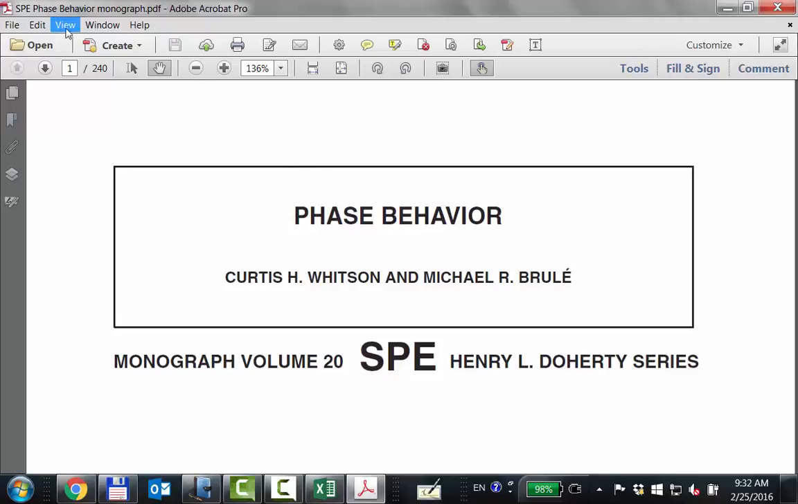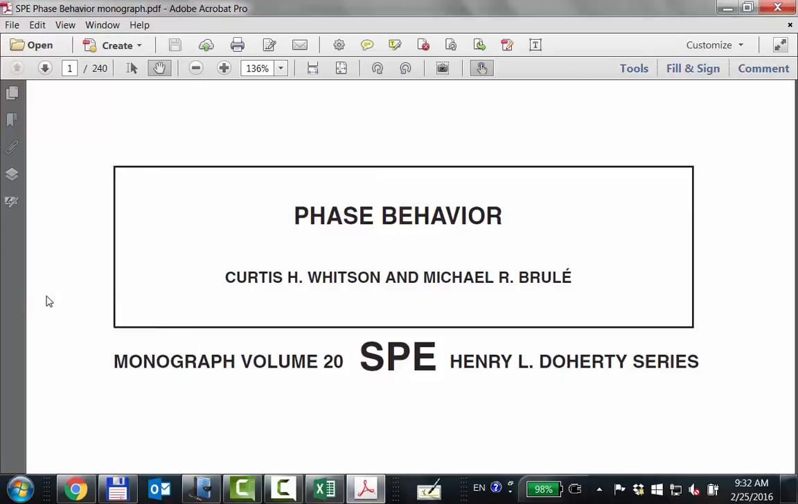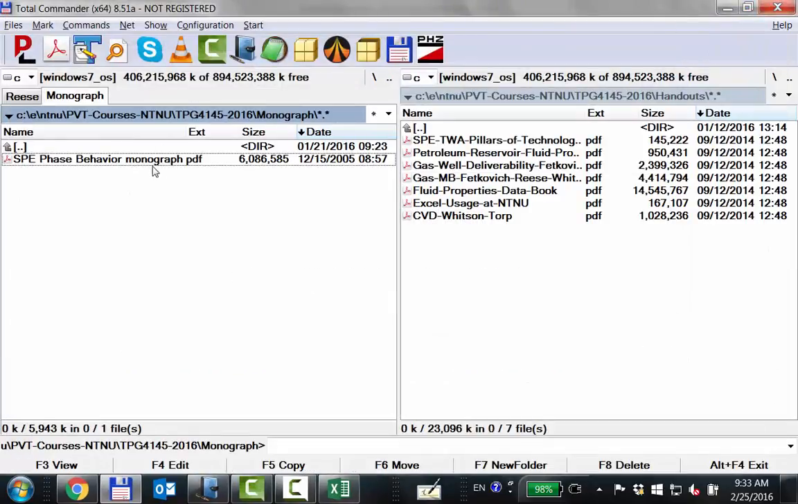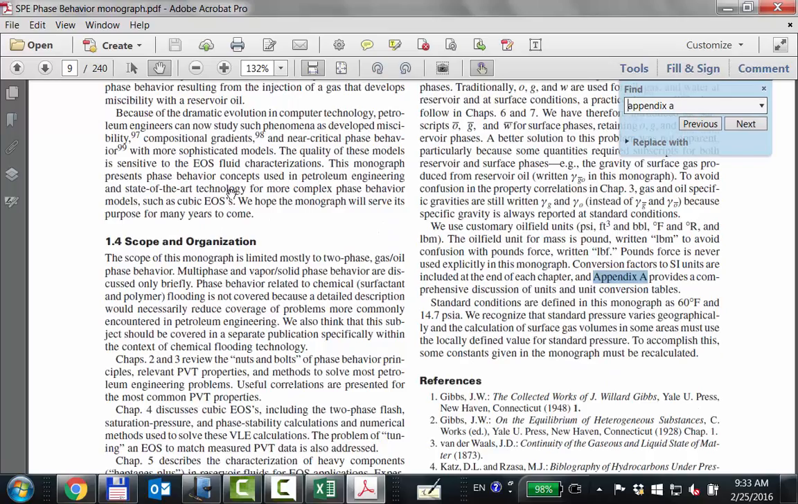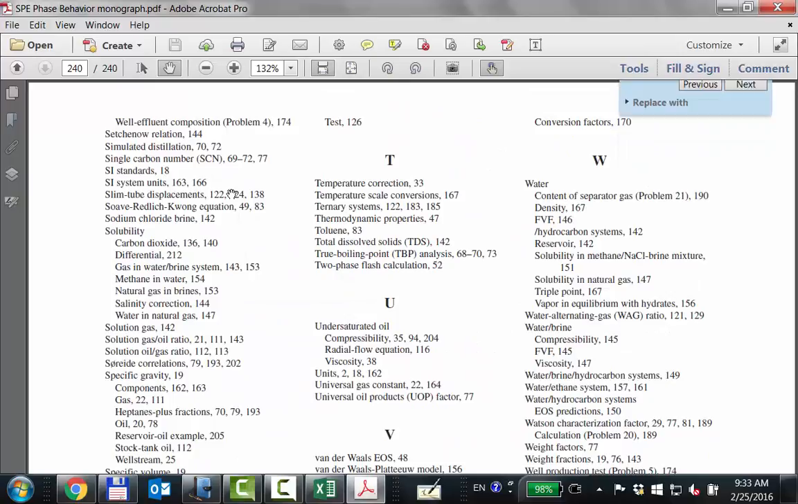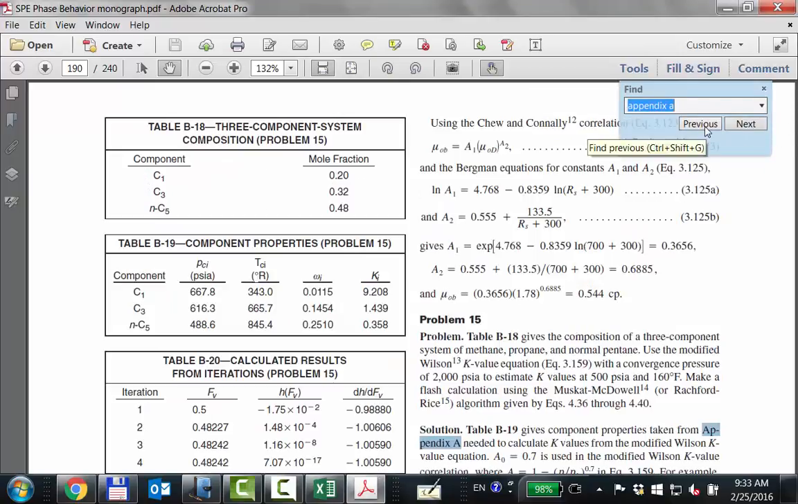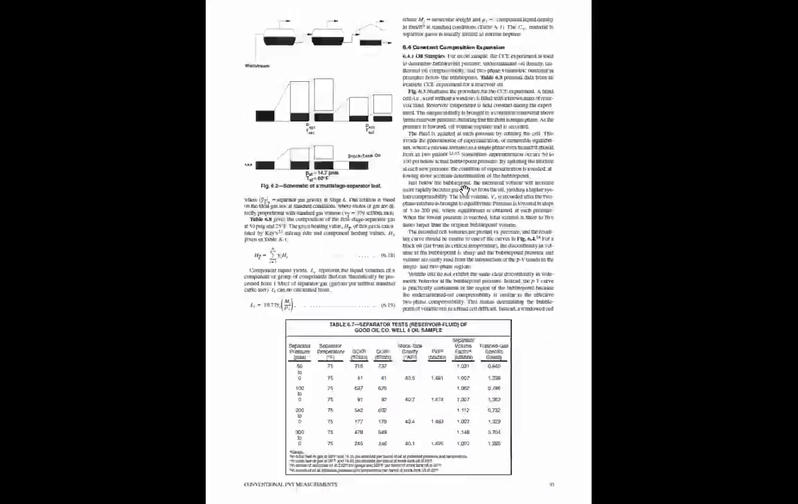Control F. Select, search, find. It's not good. All right. I tell you. Here we go.